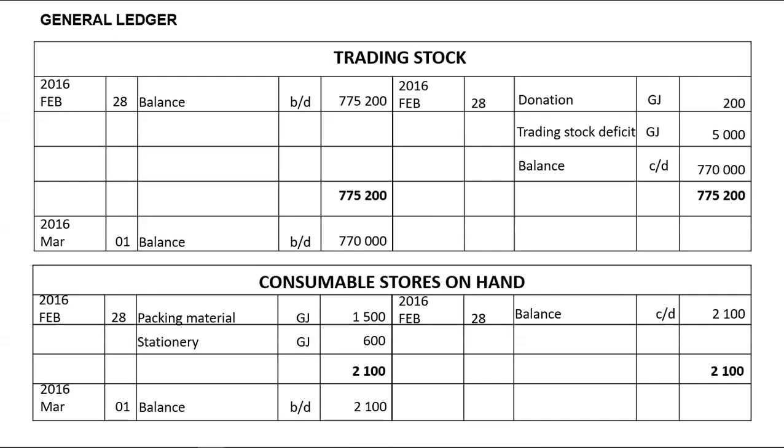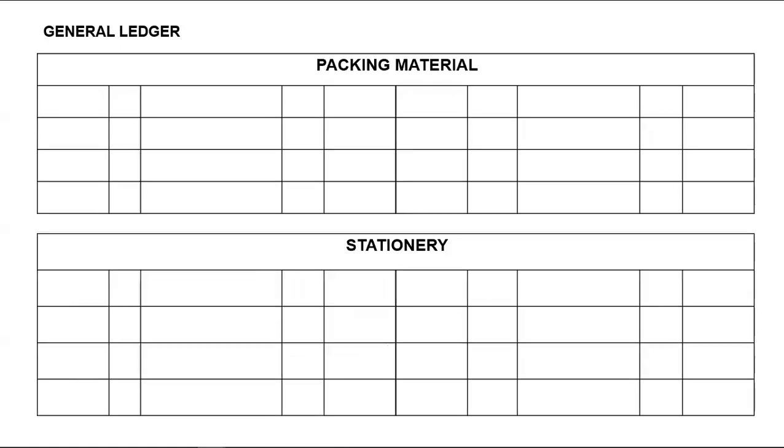Our packing material, here we need to recognize the actual expense. So we are going to take the packing material that we have in the trial balance, which was 4,500. We are going to reduce it with packing material that was unused. And the actual expense, we are going to take it to your profit or loss account, and that will be 3,000. So our actual expense when it comes to packing material will be 3,000.